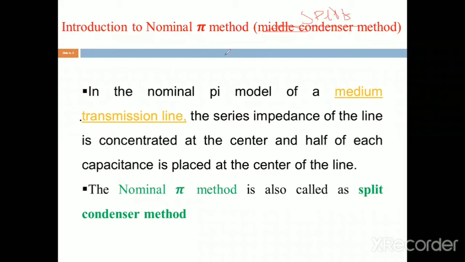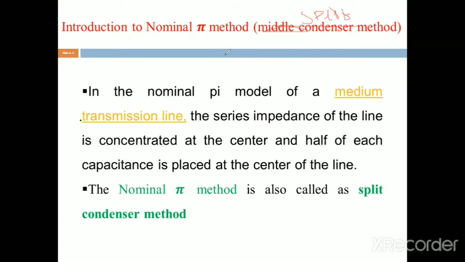The nominal pi method is called the split condenser method. Basically, on the basis of the connection of the capacitance, the medium transmission line is divided into three parts.